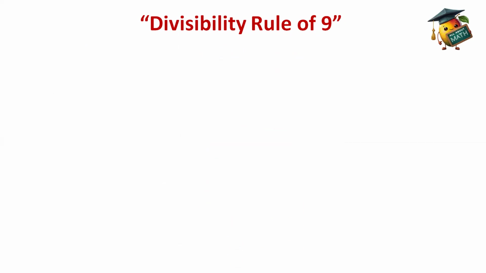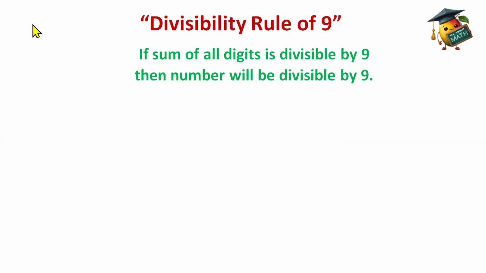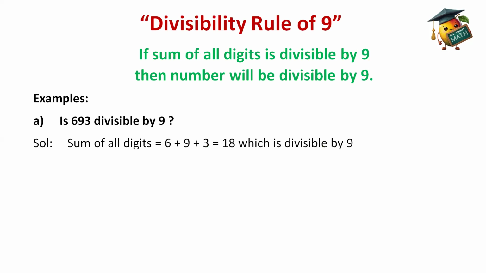9 is almost like 3's twin. If the sum of all digits is divisible by 9, then the number will be divisible by 9. Again, like 3, you just need to add all the digits. For example, 693, we need to check whether it is divisible by 9 or not. Add all the digits: 6 plus 9 plus 3 is 18. 18 comes in the table of 9. It means it is divisible by 9. Therefore, the given number is also divisible by 9.